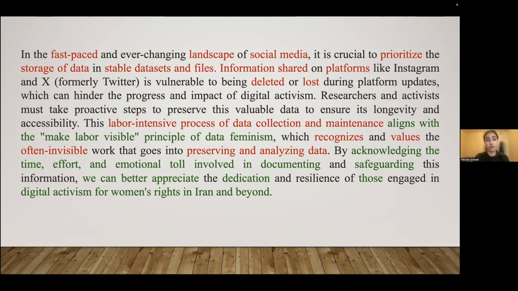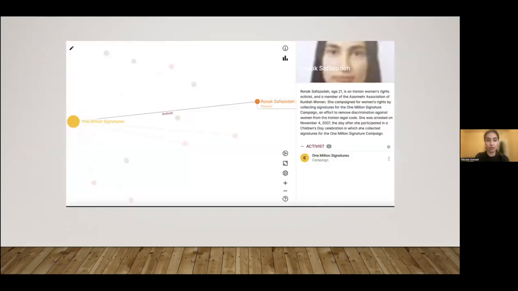And in the fast-paced and ever-changing landscape of social media, it is crucial for us as researchers to prioritize the storage of data in stable data sets and files, because information shared on platforms like Instagram and X is vulnerable to being deleted or lost during platform updates. This labor-intensive process of data collection and maintenance aligns with the make labor visible principle of data feminism, which recognizes and values the time, effort, and emotional toll involved in documenting and safeguarding this information. In this way, we can better appreciate the dedication and resilience of those engaged in digital activism for women's rights in Iran and beyond.